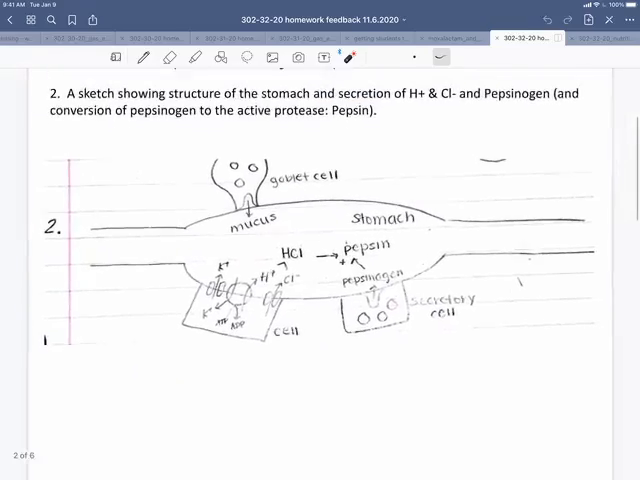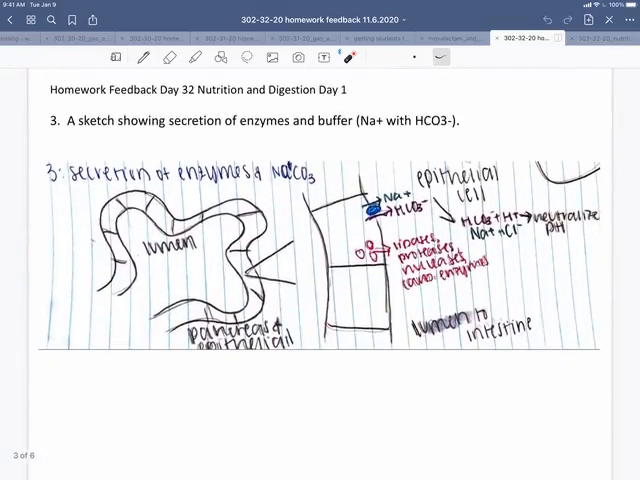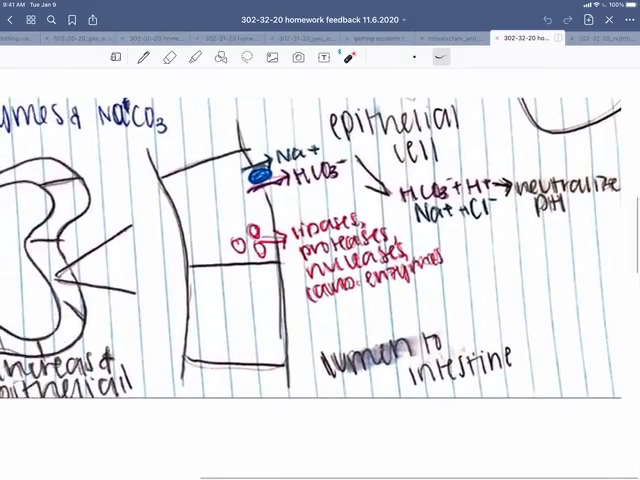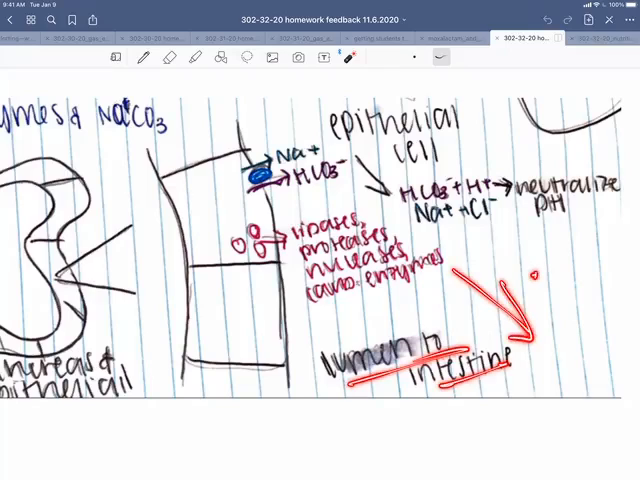Next one is a sketch showing secretion of enzymes and buffer in the pancreas. So here is pancreas epithelial cells. Here is the lumen. This is going to go into the digestive system. And over here, here is the lumen. So this is the side that is going to be sending stuff to the intestine.